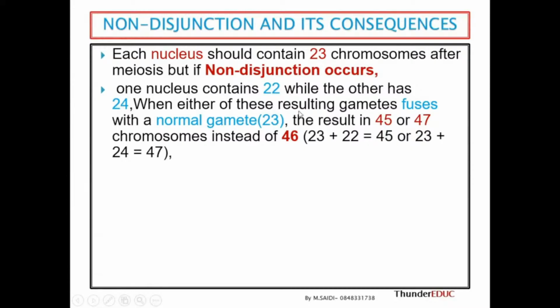When either of these resulting gametes fuses with the normal gamete, which is 23, now if this fertilizes this, 24 and 23 is going to be 47. 22 and 23 is going to be 45. That's why they're saying that it results in 45 or 47 chromosomes instead of 46. 23 plus 22, you get 45. We have explained that. And 23 and 24, you get 47 instead of what? 46, 23 plus 23. So this will lead to a child having what you call Down syndrome.